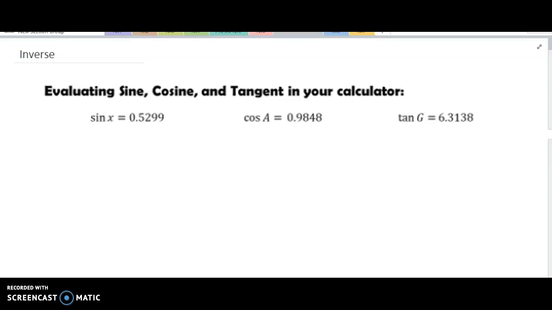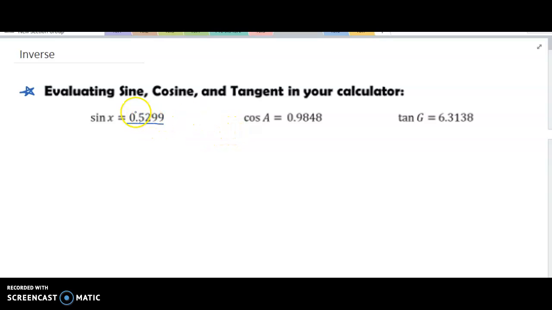All right, guys, so let's finish off this foldable in this video. We're going to start in the bottom half of the back page where it says evaluating sine, cosine, tangent in your calculators. And this looks a little different. It says sine of x equals a big long number.